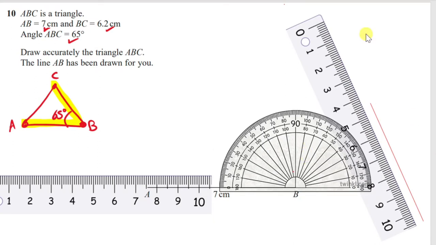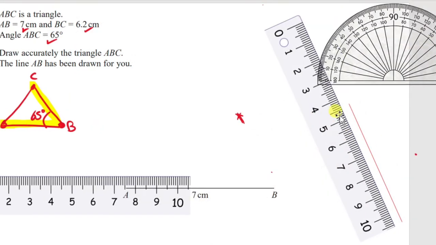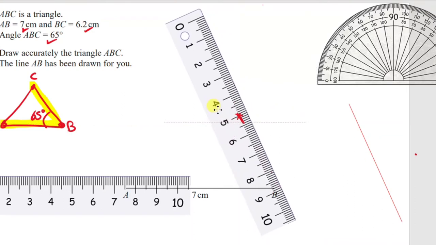Now, all you gotta do is find 65 degrees. So start here, go up, and you can see that it's between 60 to 70. So it's the middle line. So this point here must be 65 degrees. So what I usually do is put a little X or something, just to help me mark it. And now you get your ruler, and just try and match it up perfectly.